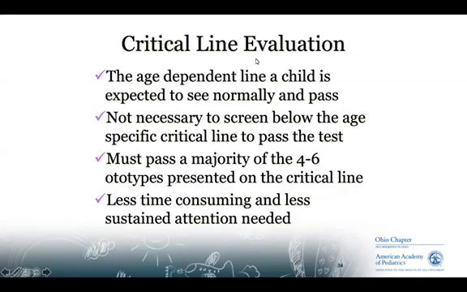So compare and contrast that to the critical line evaluation. This is where the age-dependent line a child is expected to see normally and pass. It's really not necessary to screen below the age-specific critical line to pass the test. So in other words, if you know what the minimal visual line would be for a child to pass, that is where you start.